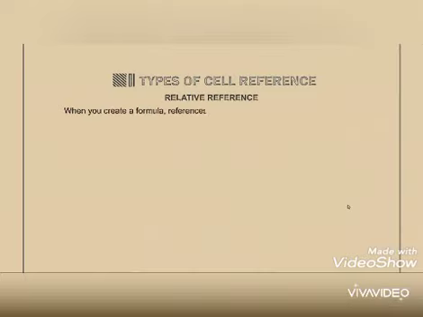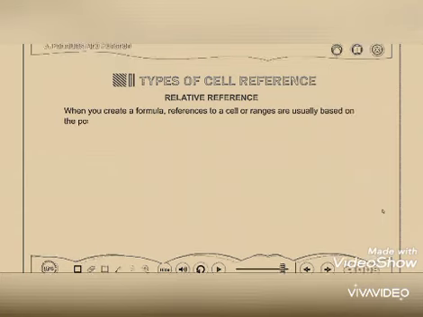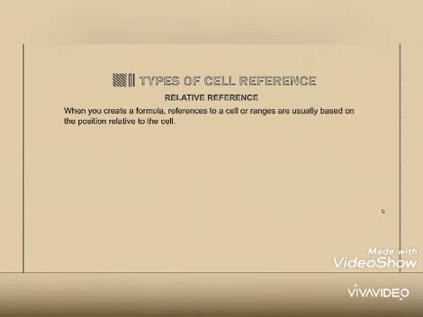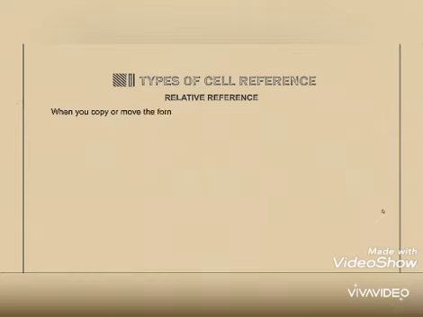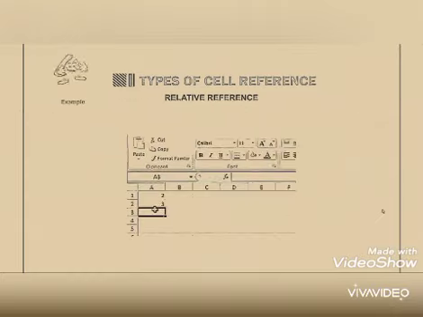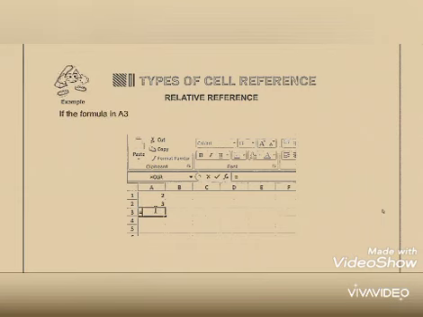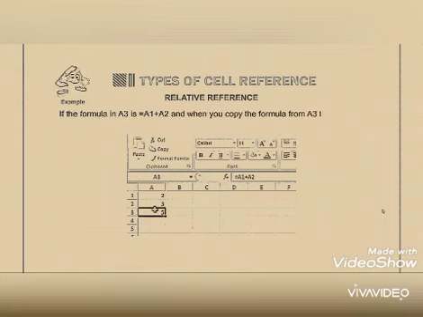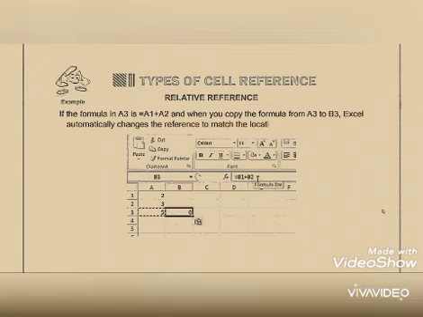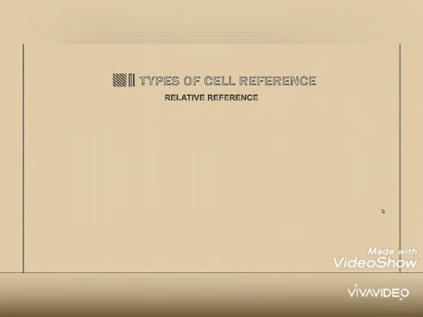When you create a formula, references to a cell or ranges are usually based on the position relative to the cell. When you copy or move the formula to other cells, the reference automatically gets changed. For example, if the formula in A3 is =A1+A2, and you copy the formula from A3 to B3, Excel automatically changes the reference to match the location of cells, that is, =B1+B2.